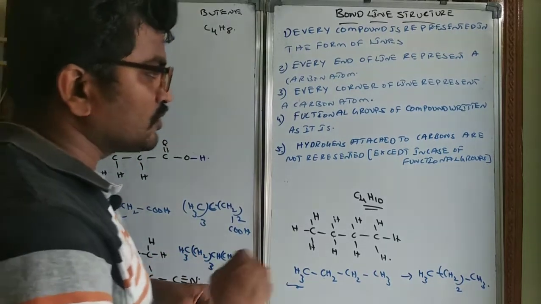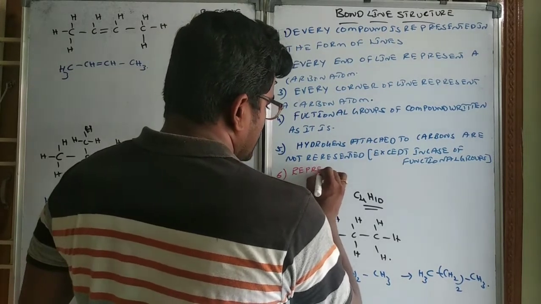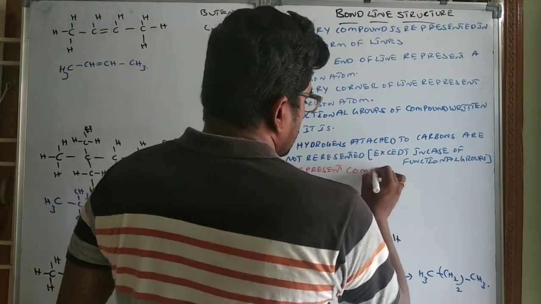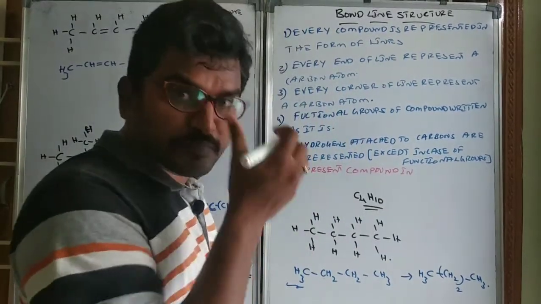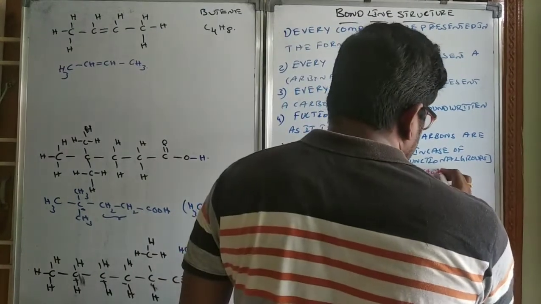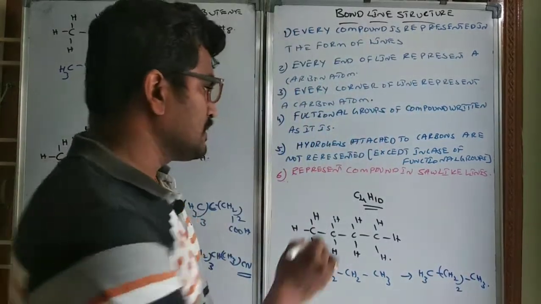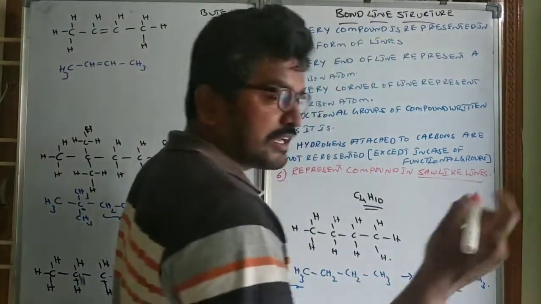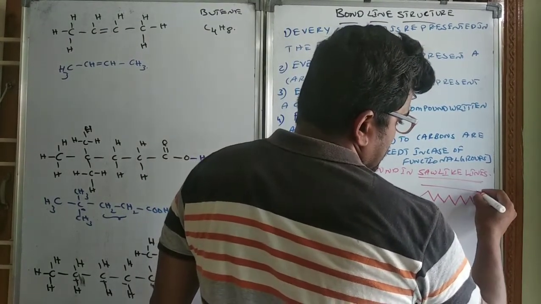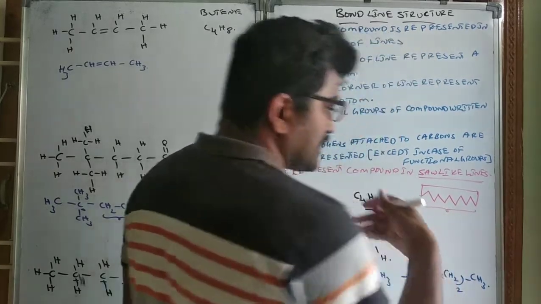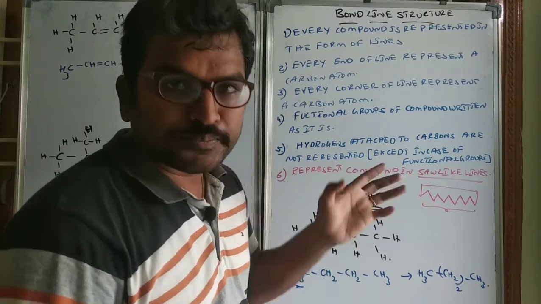And finally, the foremost important point is to represent the compound in saw-like lines. You know very well how a saw looks, it will be like this. In this manner you have to represent any compound. So saw-like lines you have to represent.